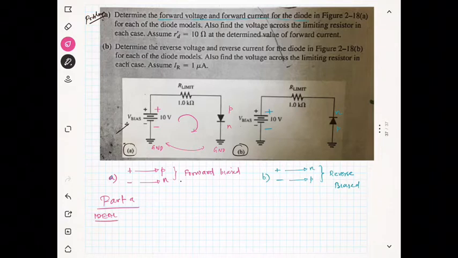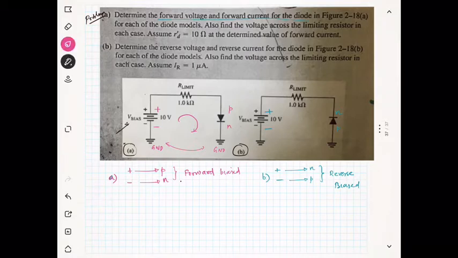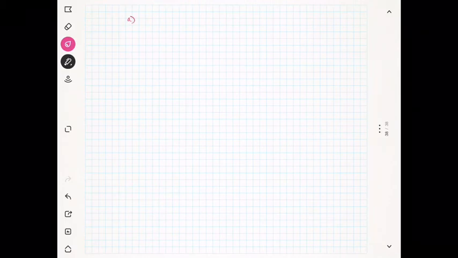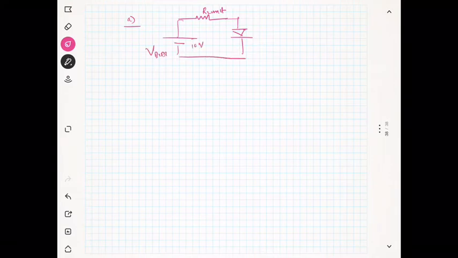In the ideal model, you know that the diode can be replaced with a short circuit, right? Because I will take the first part A. So you have the circuit like this. This is the R limit and you are having a diode here, right? And this is the V bias, which is 10 volt. All are connected to the ground. Now you see I am going to apply the ideal model for the diode.